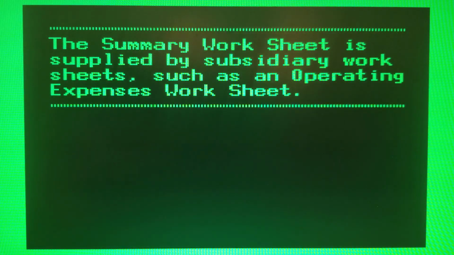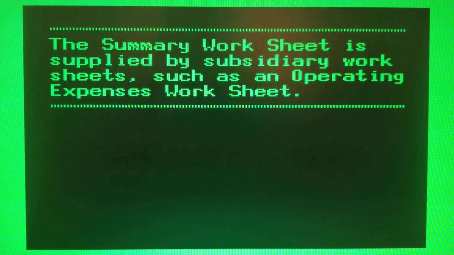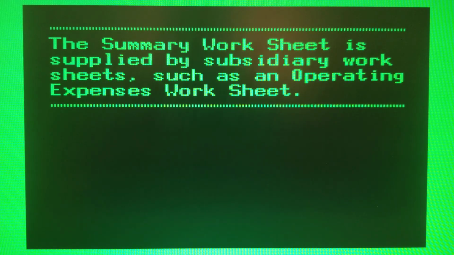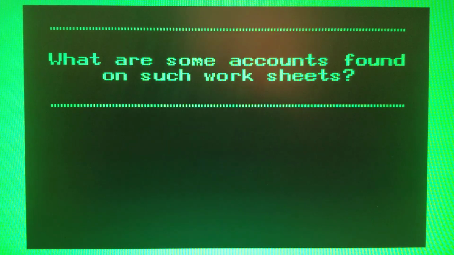The overall or summary worksheet is often supported by subsidiary worksheets, sometimes related to subsidiary ledgers. For example, operating expenses may be entered in 3 columns of a single line on the overall worksheet as the totals of columns in a special operating expenses worksheet. What are some accounts you would expect to find on such a special worksheet?